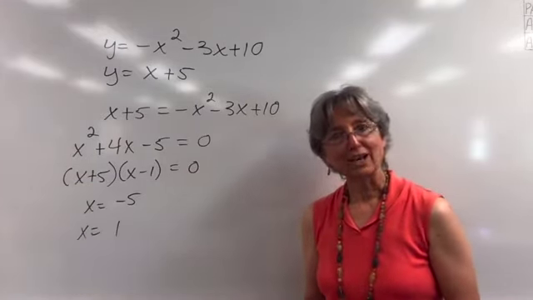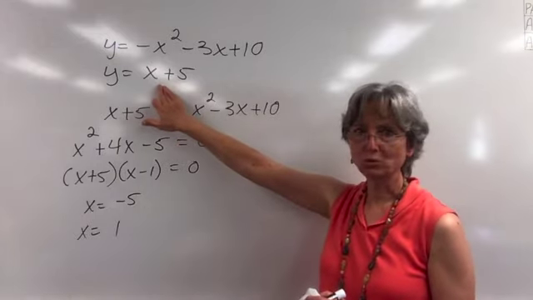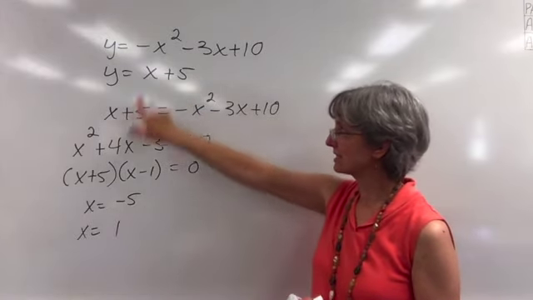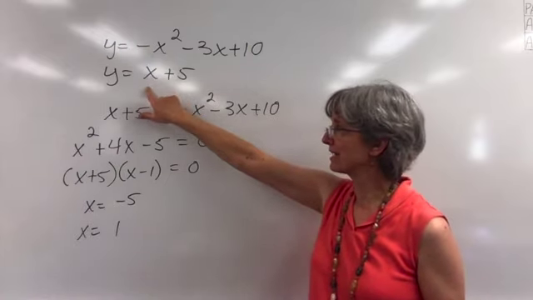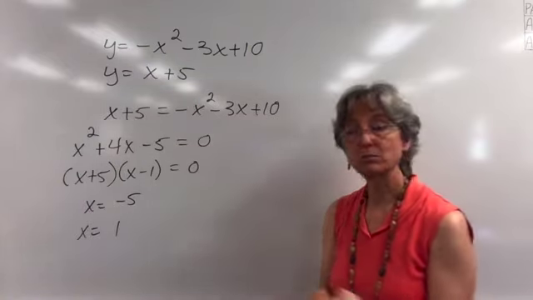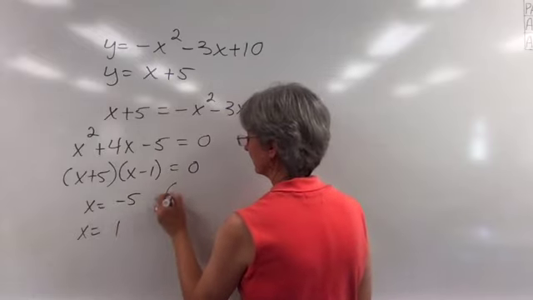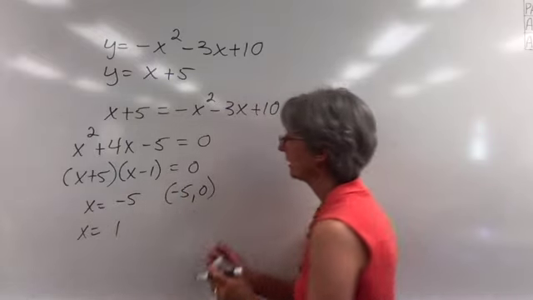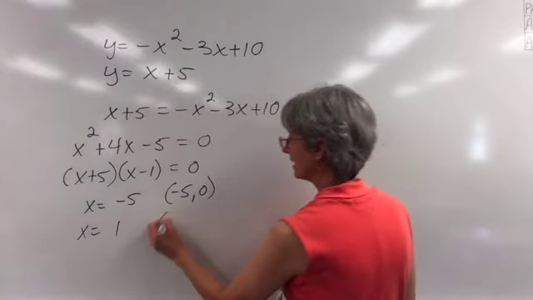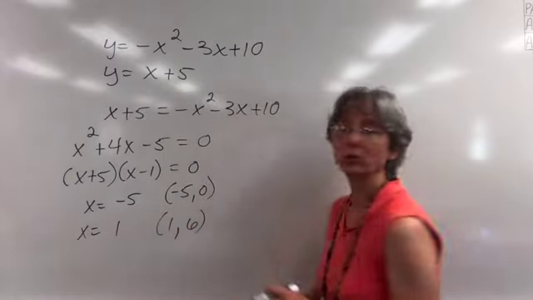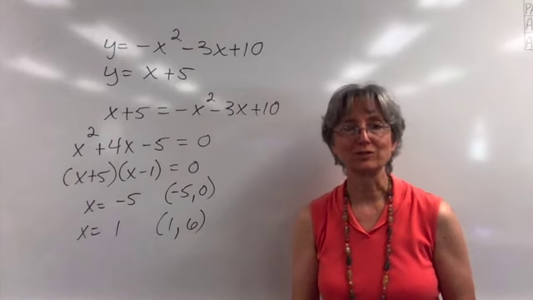So one at a time, plug those in. Do this one because it's easier. When x is -5, oh look, this looks just like the last one, doesn't it? When x is -5, y is 0, so that's my first ordered pair. And when x is 1, y is 6, so that's my next ordered pair. And there we go, there's my two solutions.